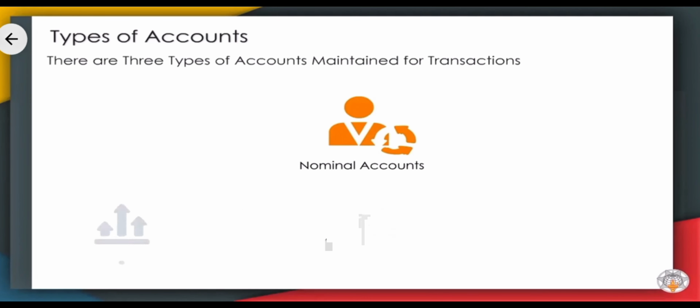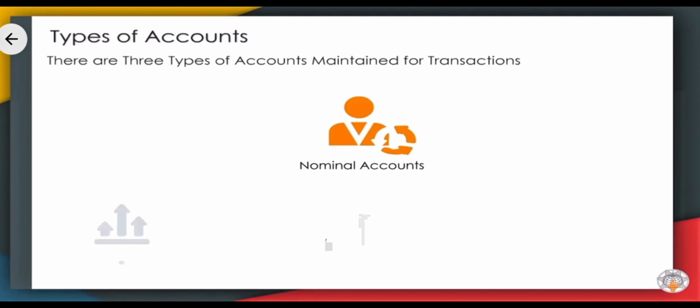Now let us apply the rule related to real accounts. For real accounts, debit what comes in and credit what goes out. Furniture is bought, that is, furniture is coming in the business. Therefore, furniture account will be debited. We are paying cash against furniture, that is, cash is going out from the business. Therefore, cash account will be credited. So the journal entry of the above transaction will appear as displayed.